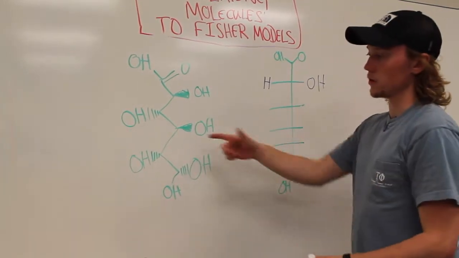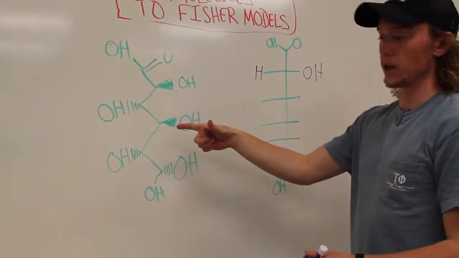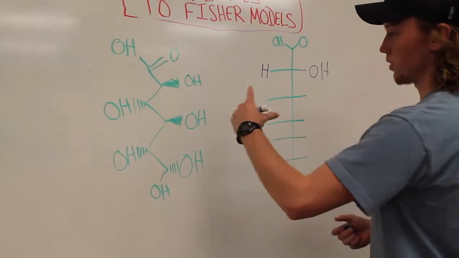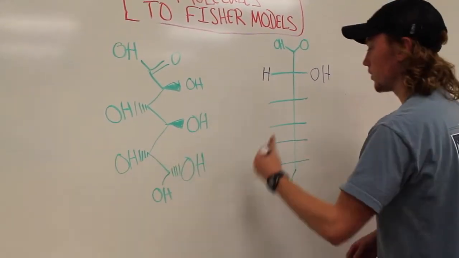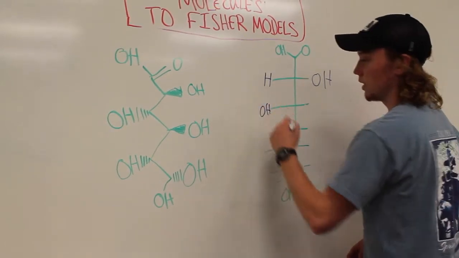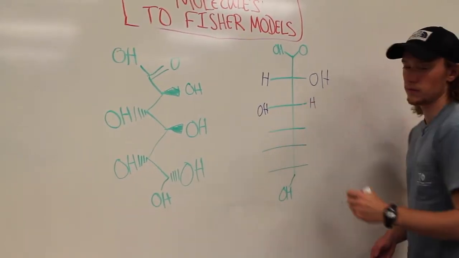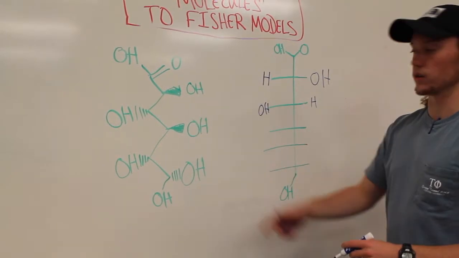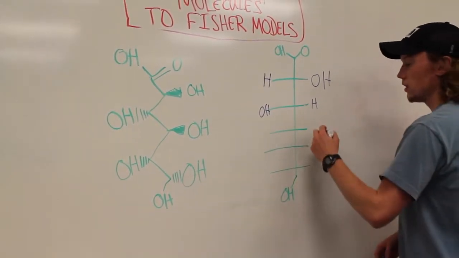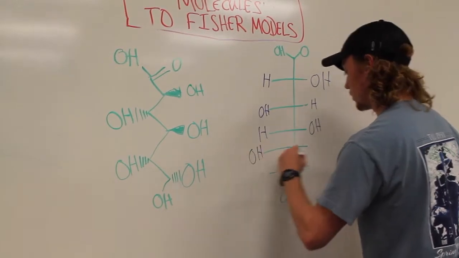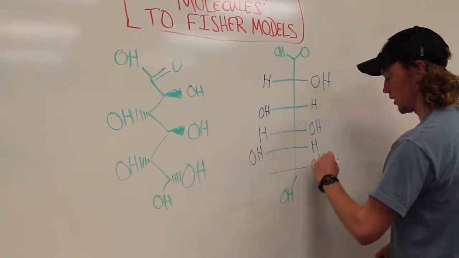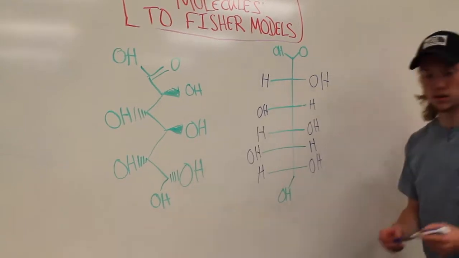Likewise with this one, both the OH and the hydrogen are pointing outward from the carbon, and both carbon bonds are pointing inward. But since this one is on the opposite side of the molecule, the OH will go here, and the hydrogen will go there. And we're just going to do the same thing for the rest of the bonds down here. So OH, H, OH, H, OH, and finally our H bond.